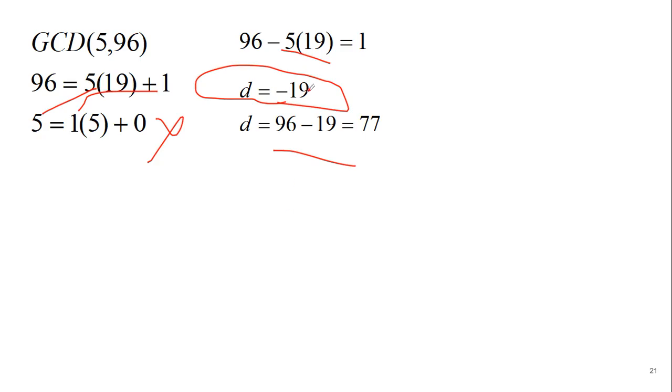On this topic I have also published a video on how to calculate the mod of a negative number. So therefore d is equal to 96 minus 19, which is equal to 77. So here the private key is 77.